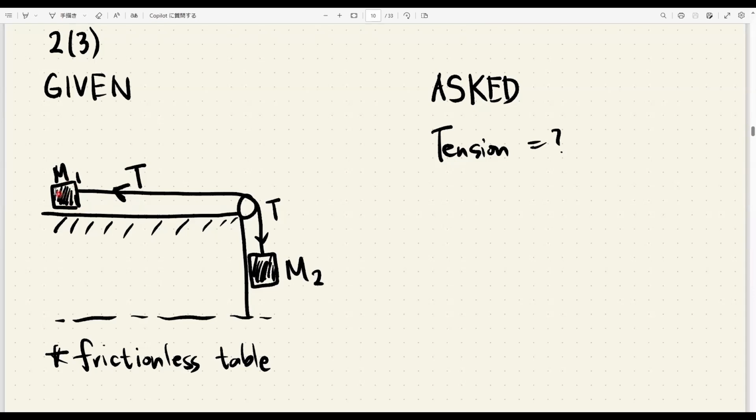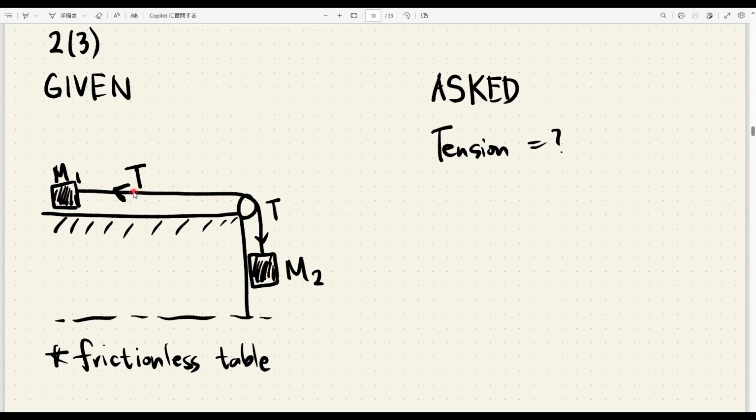So we have a block here, and then it is connected to another block here, M2. They're connected by a rope that goes through a pulley in here. This is a simple pulley. And we are told that this table here is frictionless. What will happen is that, of course, if M2 is heavier than M1, then it's going to start moving downwards, right? It's going to pull this M1 with it.